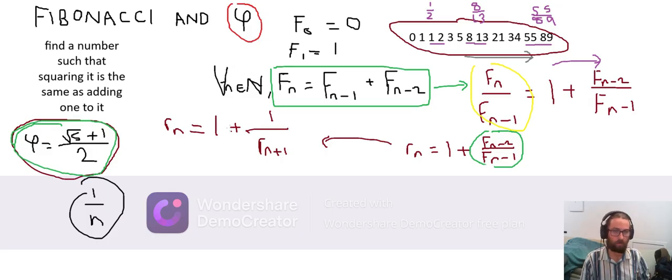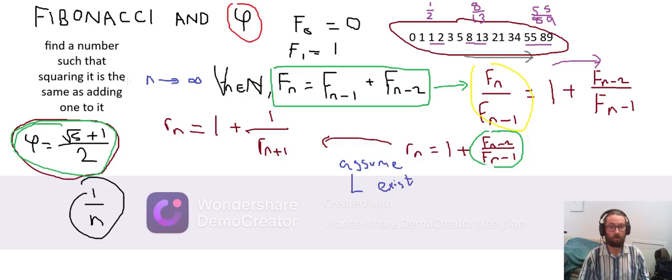Alright, so we're still at a spot where it's kind of hard to see what to do next. But keep in mind what we're actually trying to solve here. We're trying to solve for a limit as n goes to infinity of R of n. So let's assume that that limit exists. So assume there is a limit, and we're going to call it L. Because we're talking about n going to infinity, that means that when I solve for L, it's going to be equal to R of n.